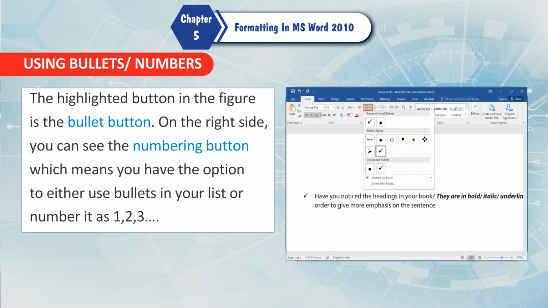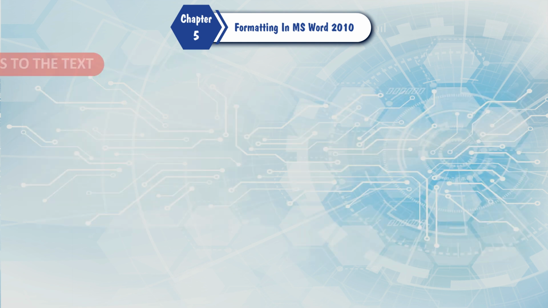The highlighted button in the figure is the bullet button. On the right side, you can see the numbering button, which means you have the option to either use bullets in your list or number it as 1, 2, 3.